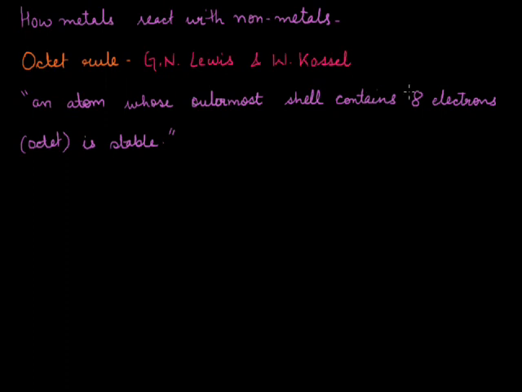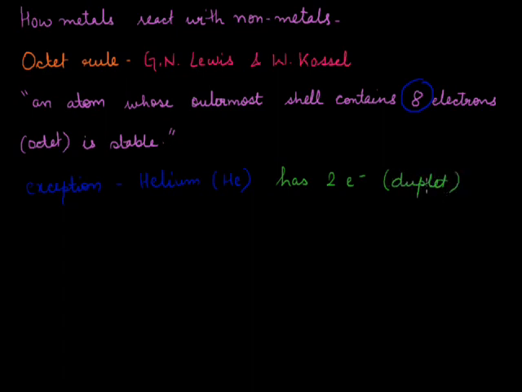So any atom which contains 8 electrons in its outermost shell is stable. This rule, however, does not hold good in the case of certain small atoms like helium, in which the presence of 2 electrons, that is a duplet, in the outermost shell is considered to be the condition of stability.